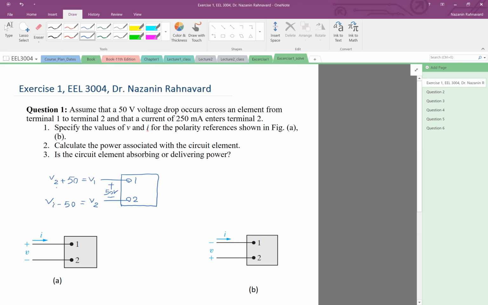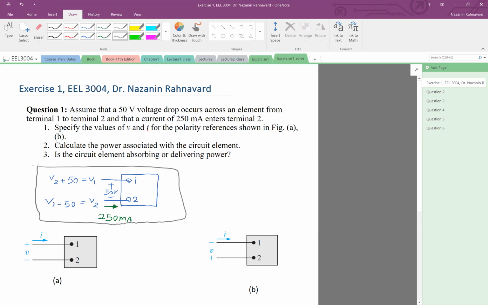Okay, so just think about it, what happens. Anyway, this terminal is 50 volt higher than the other terminal. You can also say plus minus 50 volts, meaning that this is 50 volt more than this. Okay, this is as far as voltage. And as far as current, it says a current of 250 milliamp enters terminal 2. So at terminal 2, the current is 250 milliamp entering terminal 2. So this is the description of the problem given here.